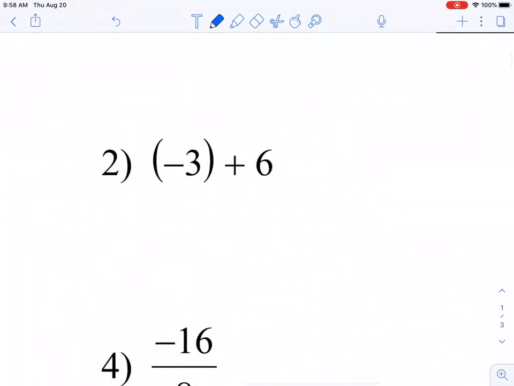For number 2, we have a -3 and a +6. When our signs are different, we subtract, so 6 minus 3, and then we keep the sign of the larger number, which is positive. So this will give us a +3.